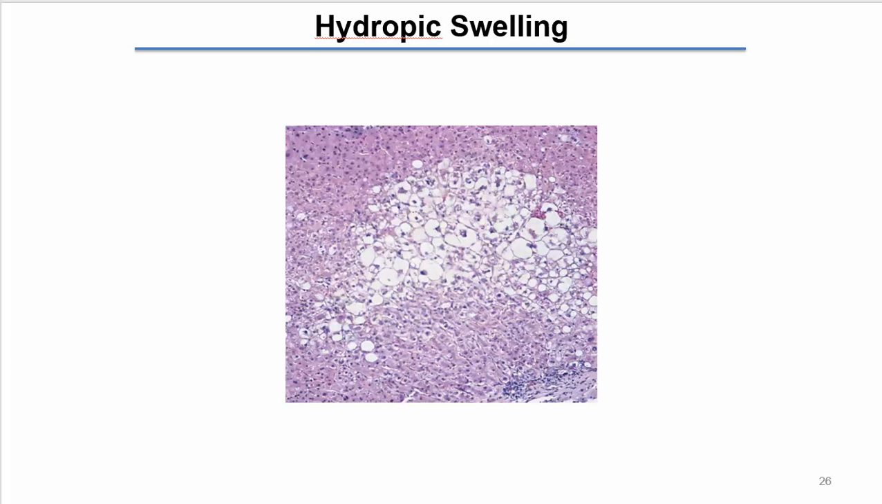Here's a photomicrograph of hydropic swelling. You can see that these cells in here, and this would be an area of ischemia, are all swollen. The cytoplasm is huge compared to the neighbors out here.